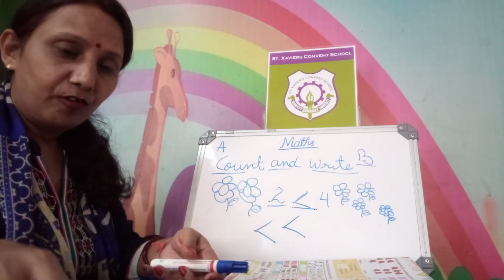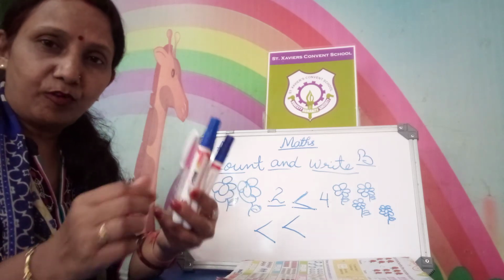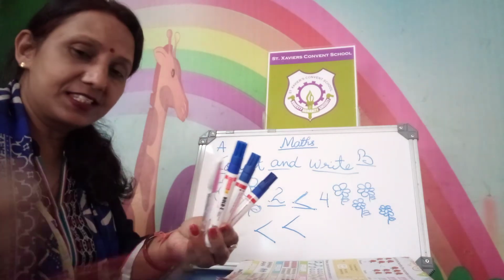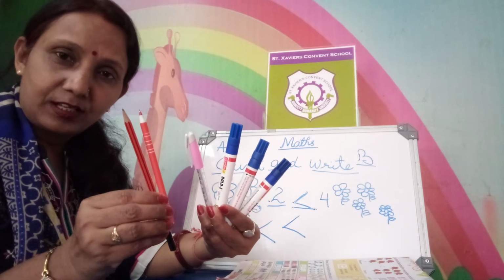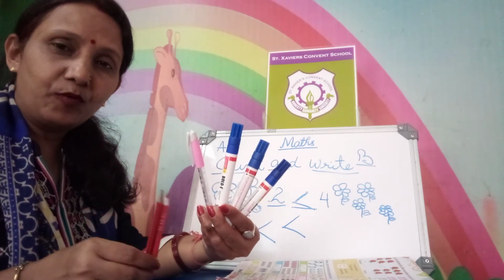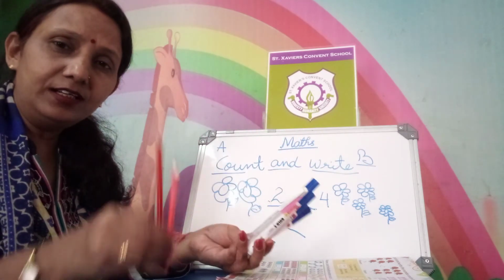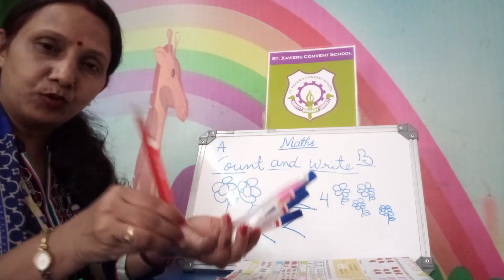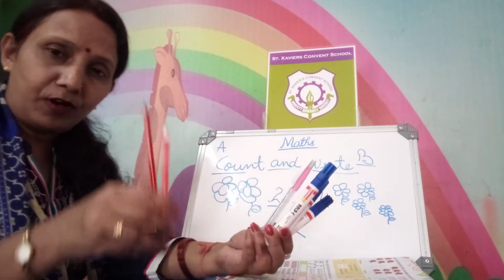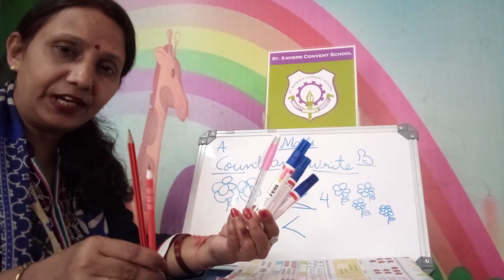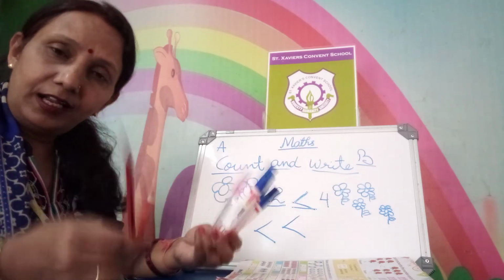4 things are more. If you are having 1, 2, 3 and 4 things, 4 things more and 2 things less. So, which one is the greater one? 4. This one is the greater and the less one is 2. If we compare a group of 4 things and a group of 2 things, which one is the greater one? The 4 one. And the 2 one is the lesser.